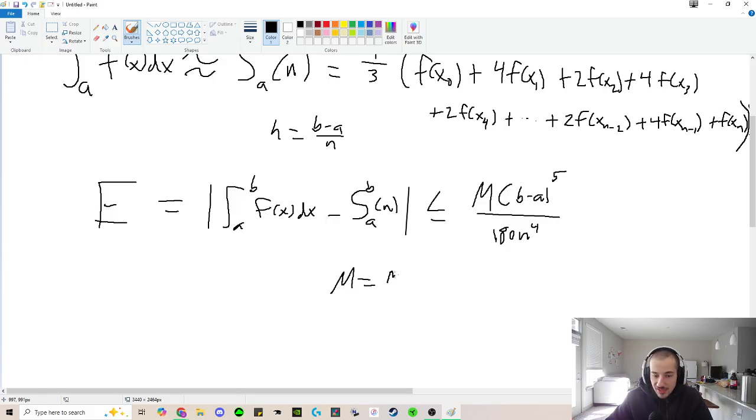M here is the max over [a, b] of f to the fourth of x. This is the fourth derivative here. Fourth derivative.